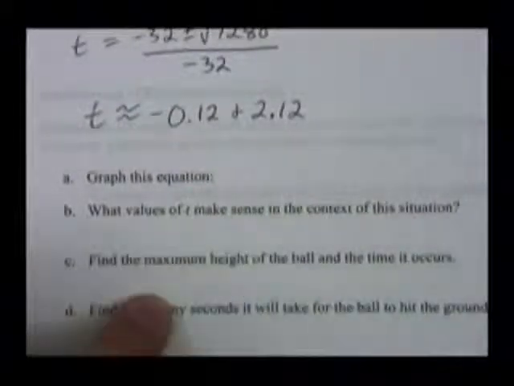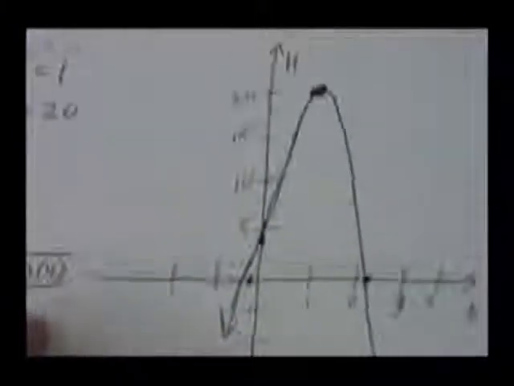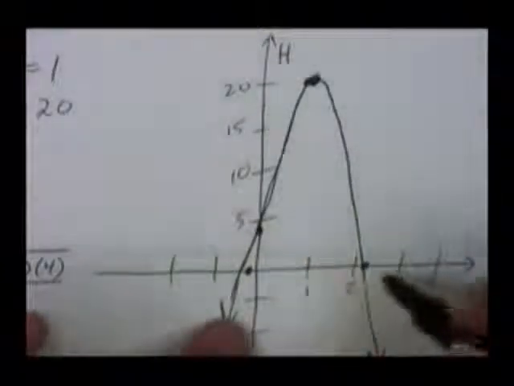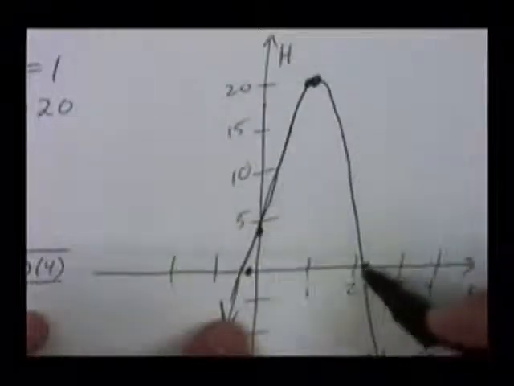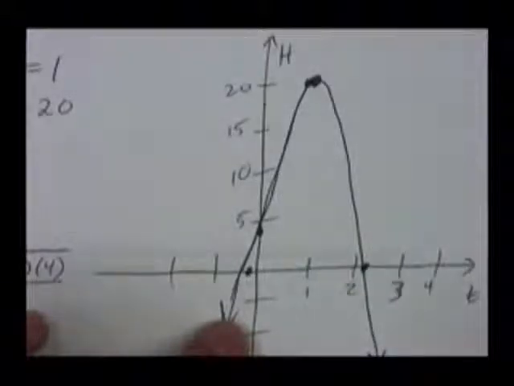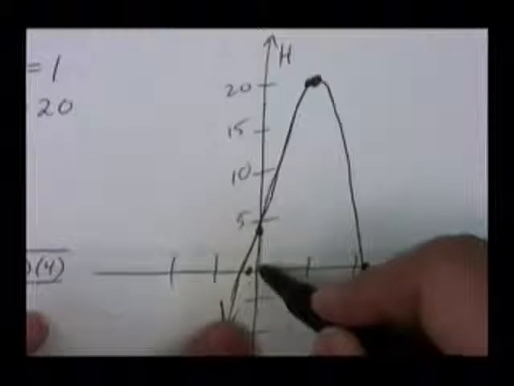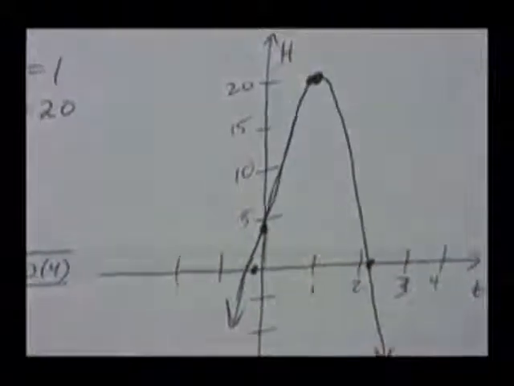So I graph the equation. Now I say, what values of t make sense in the context of the situation? Well, the values of t that make sense are the ones that have positive h values, right? So they're only positive up until a little over 2 seconds. So it makes sense to start at 0 time and go out to a little over 2 seconds.